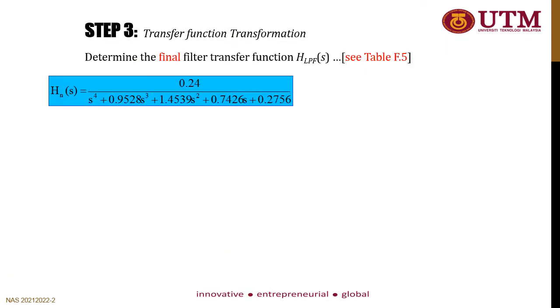Once you have your normalized transfer function, you need to write down the final transfer function, depending on the question, whether it only asks you to write the normalized transfer function, or you need to come up with the final transfer function. In case the question asks you to write down the final or actual transfer function, you need to proceed to step 3. This is the normalized transfer function from the earlier step. To get the final transfer function, you need to refer to table F.5 to get the conversion values.